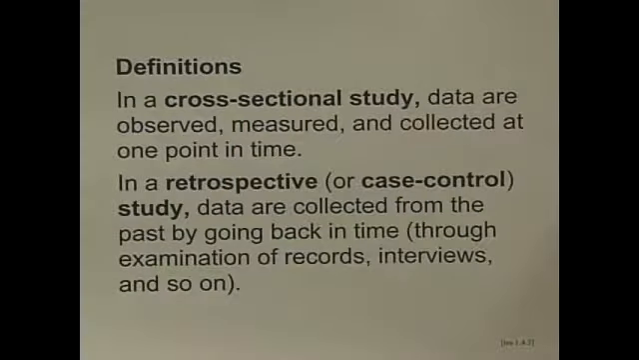Let's look at different types of observational studies. In a cross-sectional study, data are observed, measured, and collected at one point in time. Whereas in a retrospective, or sometimes called a case control study, data are collected from the past by going back in time through examination of records, interviews, and so on.